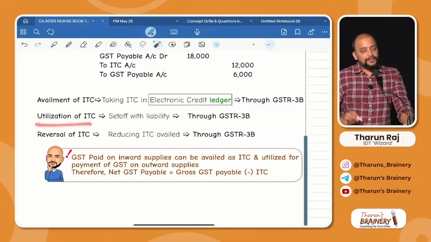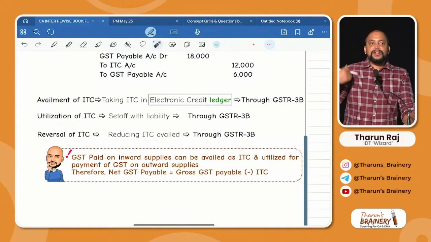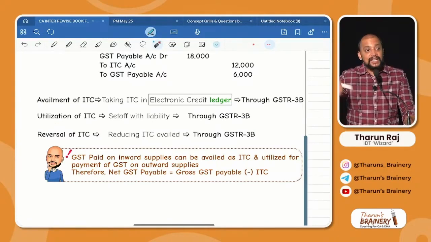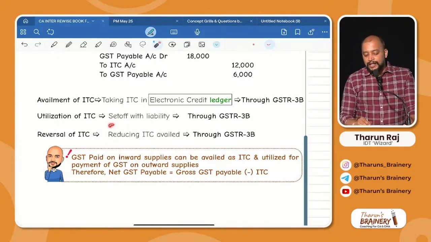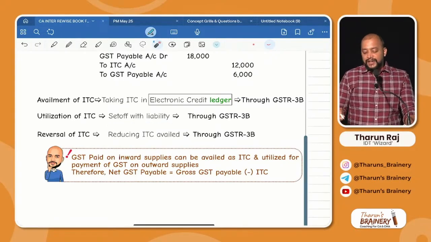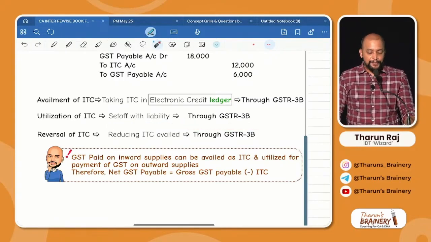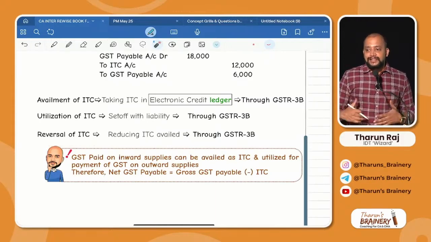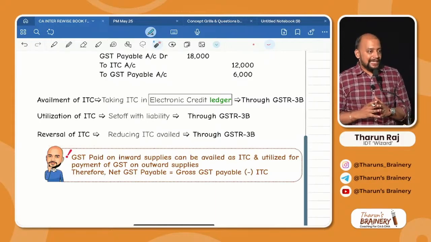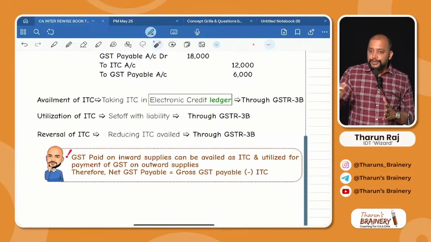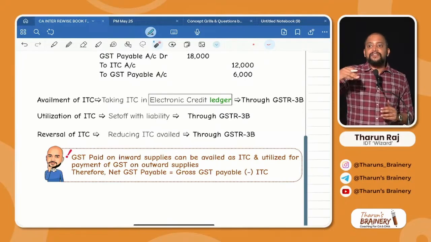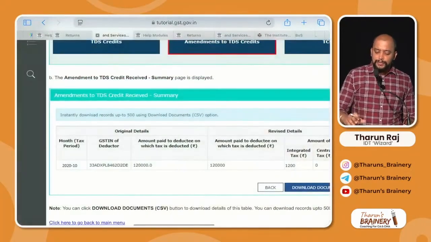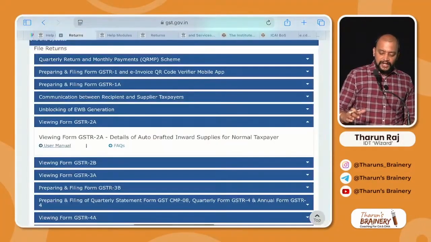Then utilization of ITC. Utilization means once I avail the ITC, I will adjust that ITC against my liability. That is known as set off with liability. Again it will happen through 3B only. Then reversal of ITC. Sometimes I will take excess ITC, or wrongfully avail the ITC. That needs to be reduced. To reduce the ITC, I will do reversal. Where will I do reversal? In the same GSTR 3B only.